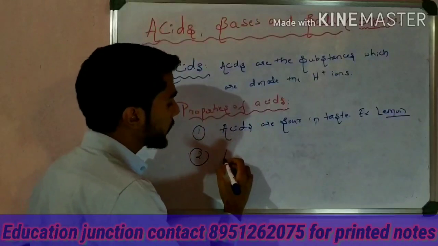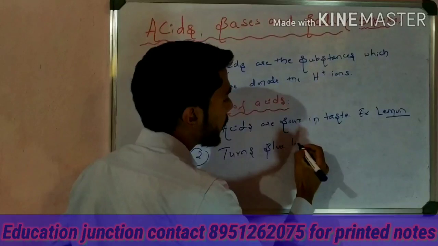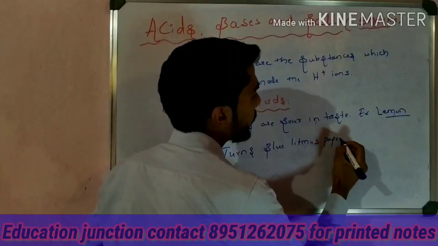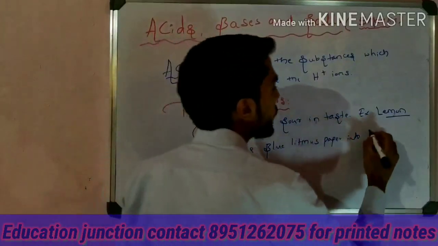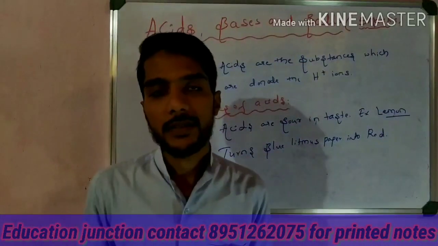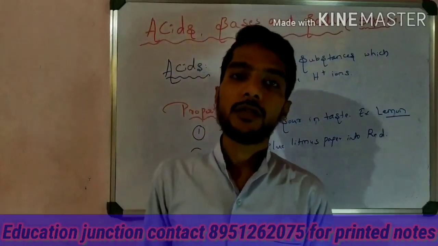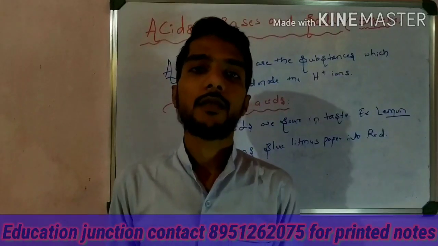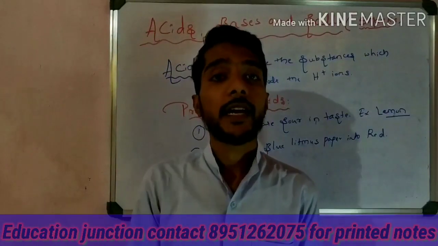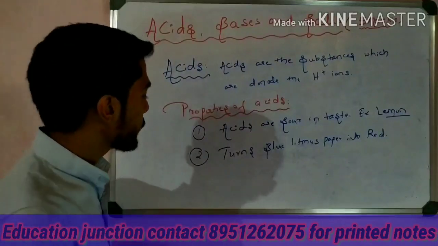Acids turn blue litmus paper into red. That is the second property of acids, and that is also one type of test to identify acids. If any solution turns the color of litmus paper red, it means the solution is an acid. That is one type of indicator which we use. So that is the second property of acids.